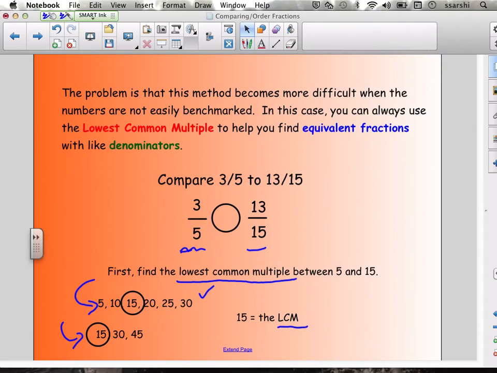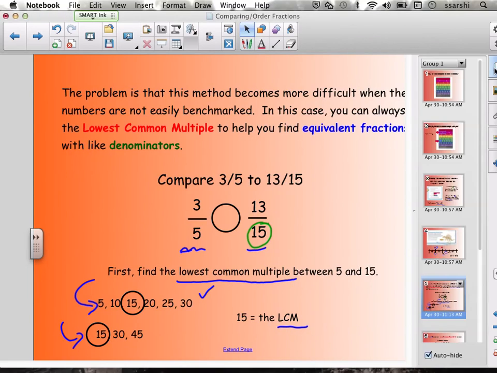A shortcut, if you're really familiar with your fractions, is if you're comparing two and you look at the larger denominator, you ask yourself, is that a multiple of the other? And you could have immediately jumped to, yes, 15 is a multiple of 5. So we would use that as our common denominator.